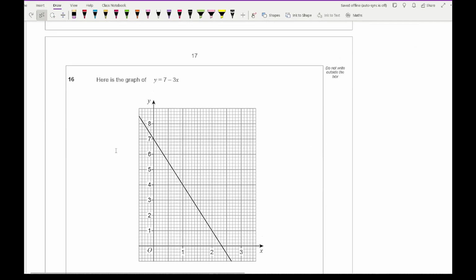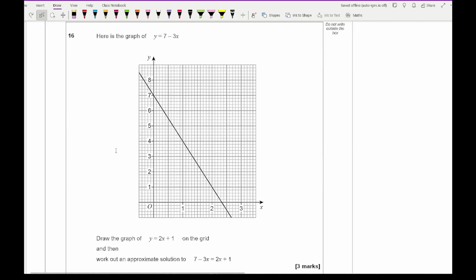Then moving on to question 16, it says here is a graph of y equals 7 minus 3x. Draw the graph of y equals 2x plus 1 on the grid, and then work out an approximate solution to 7 minus 3x equals 2x plus 1. So the first thing we need to do here to draw this is to do a table of values. So here if I just pick 3 small numbers of x, so let's go for 0, 1 and 2.